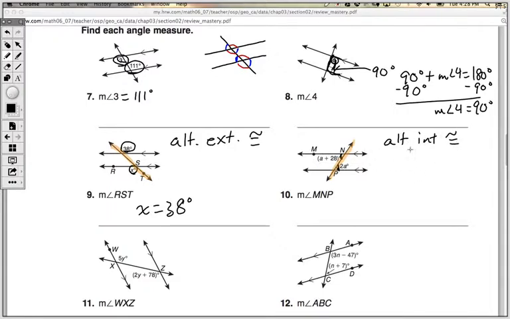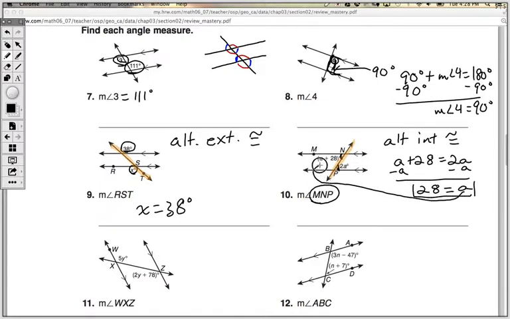So that means I could set these two expressions equal to each other. a plus 28 equals 2a. And then from here, it's just an algebra equation. So we're going to subtract a from both sides, and 28 equals a. But they're asking us to find m and p, so I have to plug this a back into that. That gives me 28 plus 28, which is 56. Finally, a new number. All right, 56 degrees.